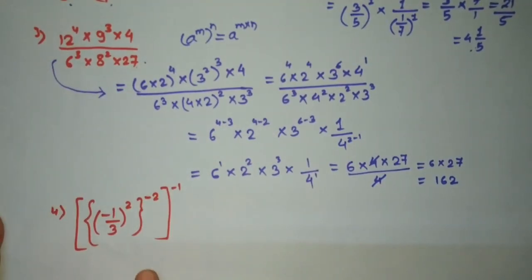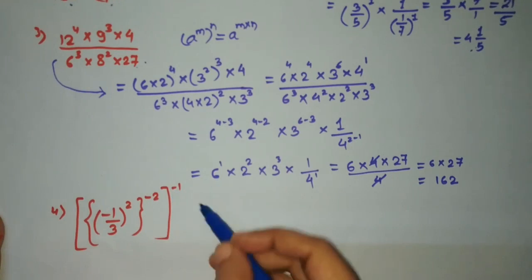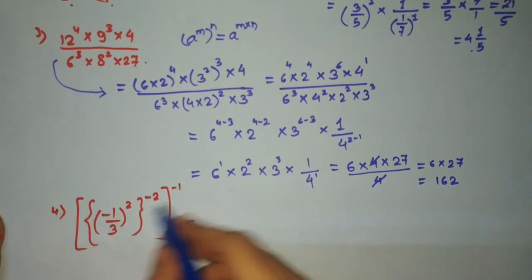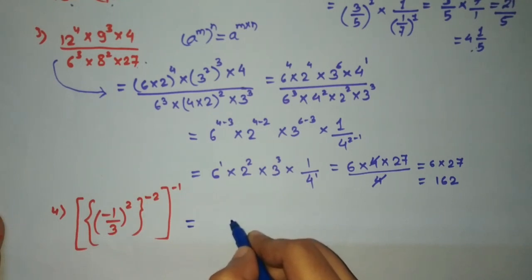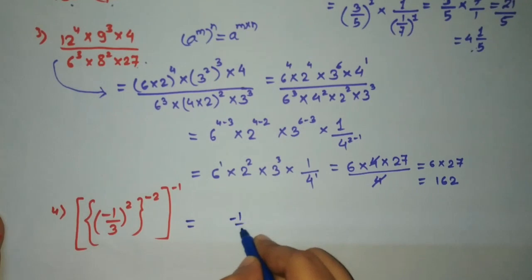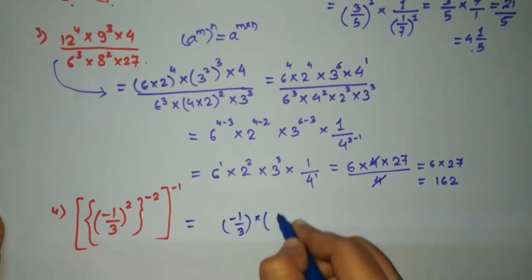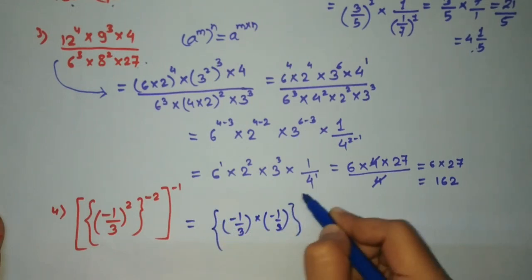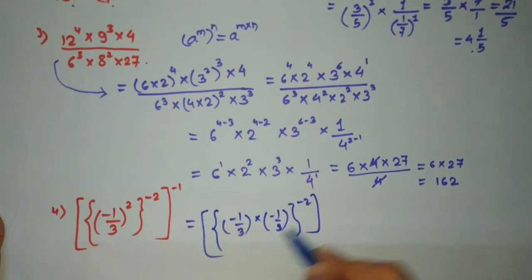Now friends, we'll see this question, that is (-1/3)^2 to the power -2, to the power -1. We'll first solve the inner bracket, that is (-1/3)^2. What does it mean? That means -1/3 into -1/3, and having the power -2 to the power -1. So here we will get 1/9.